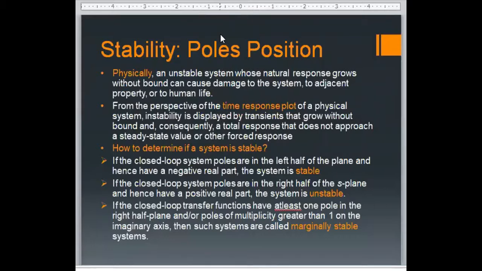How can you determine that the system is stable? That's the most important thing. After defining what stability is and why it is important, now how can you determine whether your system is stable or not? Because we want a mathematical tool or handle so that we can determine if the system that we are analyzing or designing is stable or not.